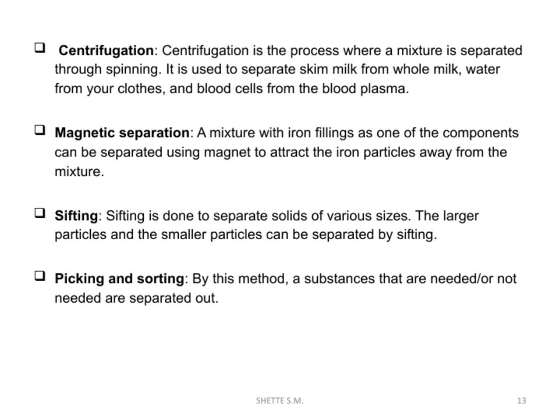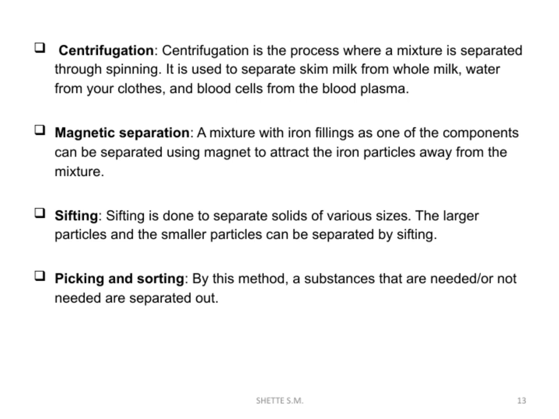This method is really useful when dealing with mixtures that contain magnetic materials, like iron filings. By using a magnet, we can easily attract the iron particles and pull them away from the rest of the mixture. It's a simple yet powerful way to separate magnetic from non-magnetic substances. Then there's sifting. This technique is all about sorting solids based on size. When you sift flour or sand, larger particles stay on top, while smaller ones fall through the sieve. It's a straightforward method to get particles of different sizes separated, which is especially helpful in cooking and construction.